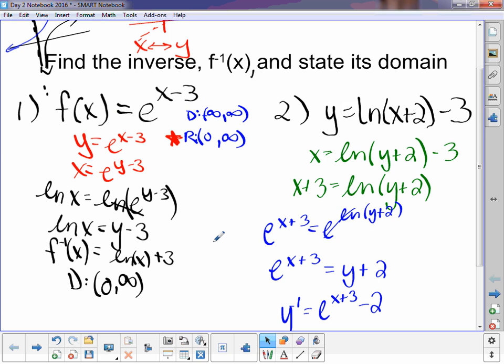But we have to be careful. For a problem like number 2, what is my domain for natural log? What's my domain again for natural log? Zero to infinity, not including that zero. But what is my range for natural log?